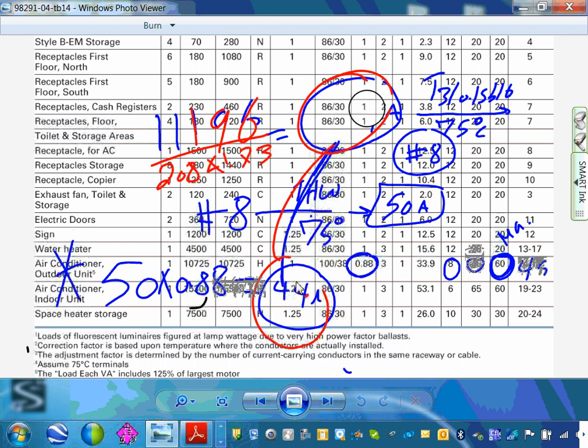But where did he get his amps here then? 11,196 divided by 28 times 1.73 is 31.1. Do I have a second? Yeah. So how the heck did he come up with 35.3? Okay, let's do that. 31.1 amps. Okay.